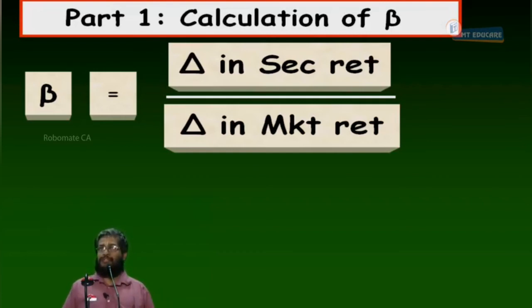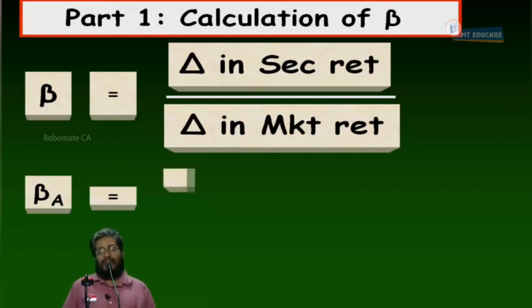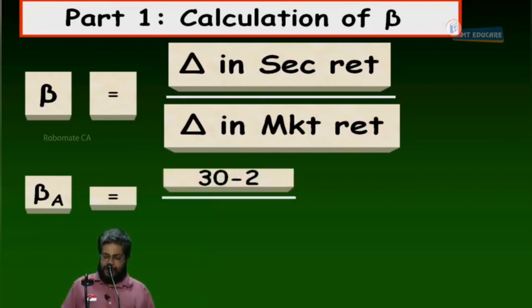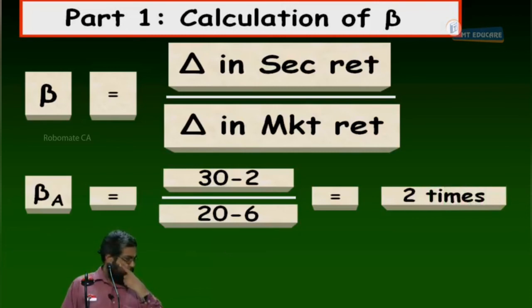What is the change in security return for A? Beta A, the beta of the aggressive stock, is equal to what minus what divided by what minus what? 30 minus 2 divided by 20 minus 6. How many times? 2 times. Beta is equal to 2 times.